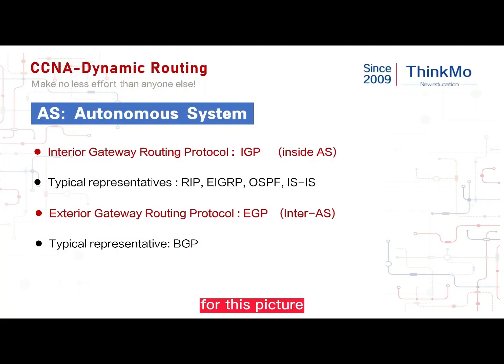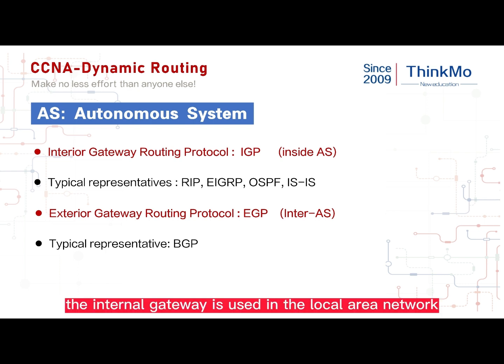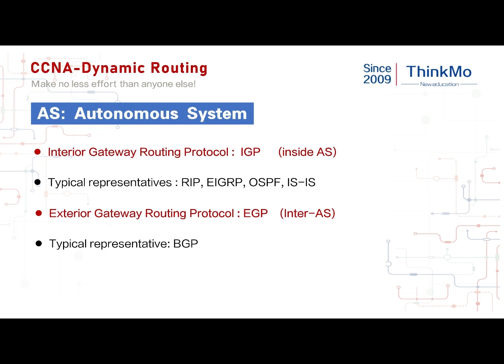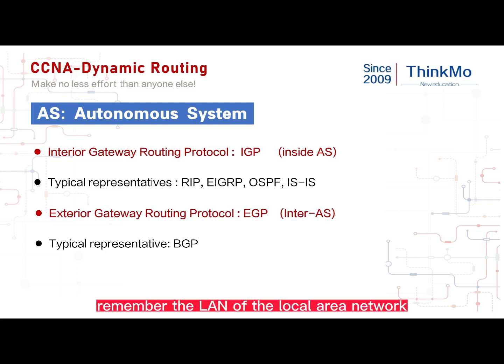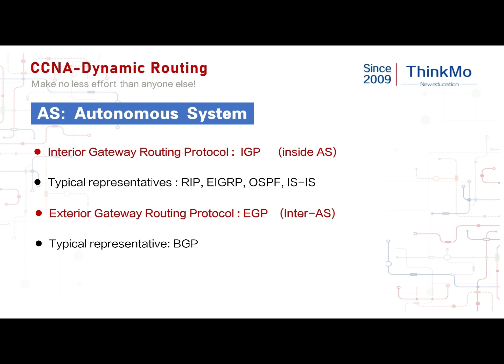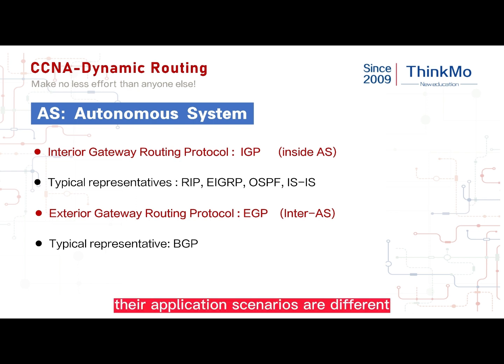Okay. For this picture, there are two words in it. One is called IGP. One is called EGP. That is an internal gateway and an external gateway. The internal gateway is used in the local area network, that is LAN. Remember the LAN of the local area network we talked about in the first class? The exterior gateway routing protocol is used in wide area networks, that is WAN. Their application scenarios are different.